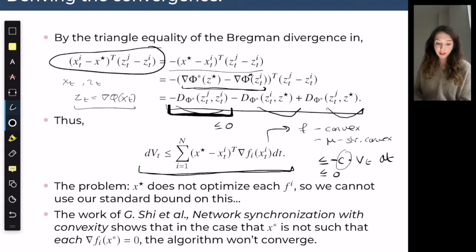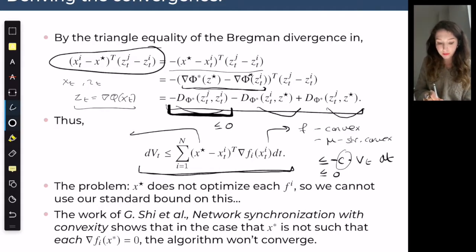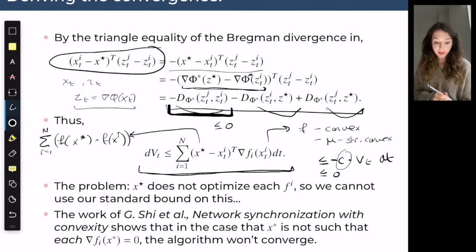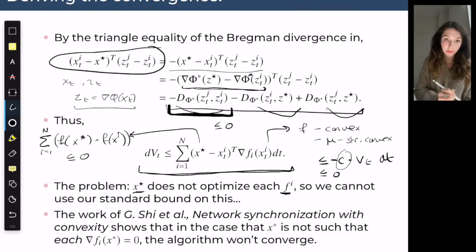But now, what is the issue? So if we were to say, let's say this f is just convex, then we could bound this by the sum of f(x star) minus f(xi), where the sum is over i is 1 to n. But in general, the problem is that each x star does not necessarily optimize each fi. So we cannot use the standard bound that we would like to use, namely that this thing is smaller than 0.